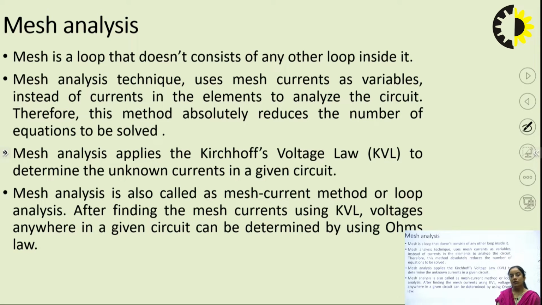We assume an individual current in each individual mesh and then apply KVL in the mesh. Then we will have a number of equations equal to the number of meshes. Suppose there are 3 meshes in the given network, then we will have 3 equations. All these 3 equations will consist of unknown currents. After solving those equations, we can find the mesh currents. If we are able to find the mesh currents, then we can calculate the power and the voltage anywhere in the given circuit.